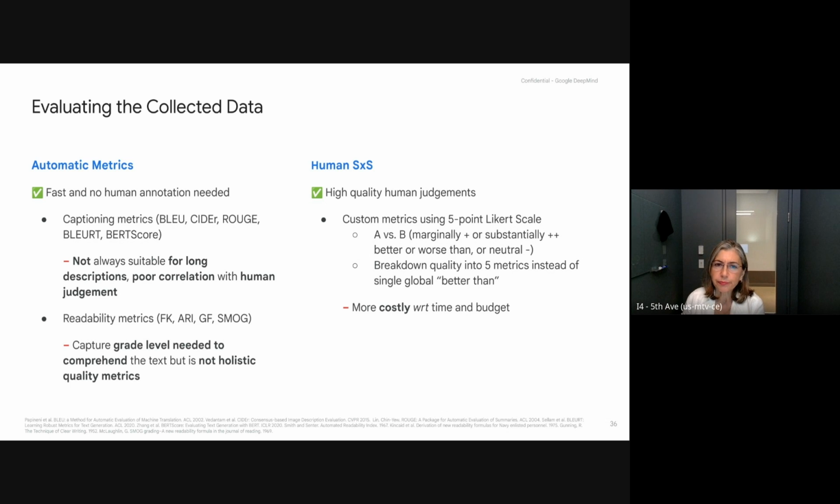We believe the human side-by-side metrics that we introduce give a better understanding of our image descriptions. The advantage of human side-by-side is you can get really high-quality human judgments on these descriptions. The disadvantage is, of course, they are really costly with respect to both time and budget. For our purposes, we introduced 5 different custom metrics, and we use a 5-point Likert scale, which means that we ask our annotators or raters to compare 2 descriptions and tell us whether one is marginally better, substantially better, neutral, marginally worse, or substantially worse. We believe breaking down into these 5 metrics, instead of just saying one is better than the other, gives us a better understanding of these descriptions.